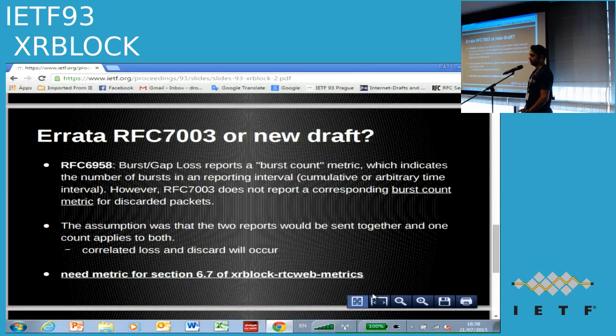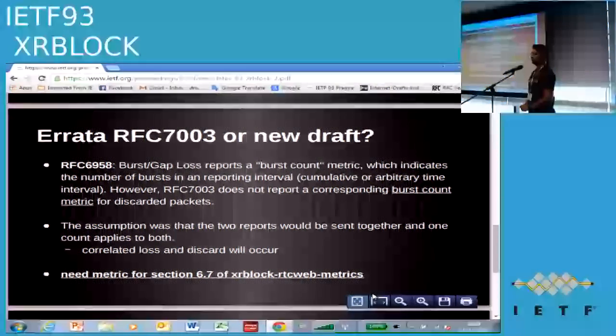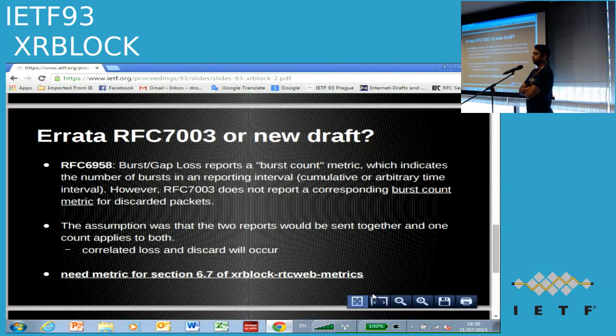So I'm not sure if this is an errata or if it's a new draft, because I believe there was no technical mistake made in 7003. I think this is just an assumption that was made and an optimization was applied. So the next slide has the options. I think the two... Okay. We get the AD to just present other options too.